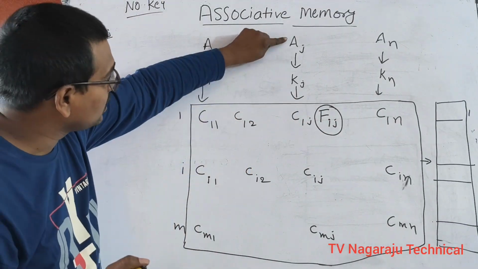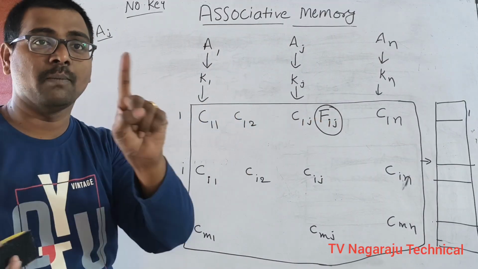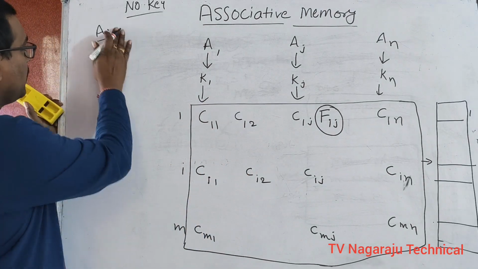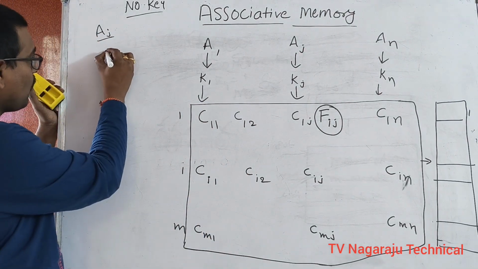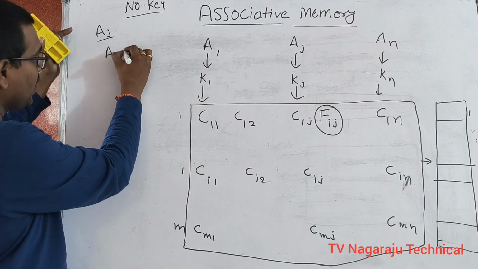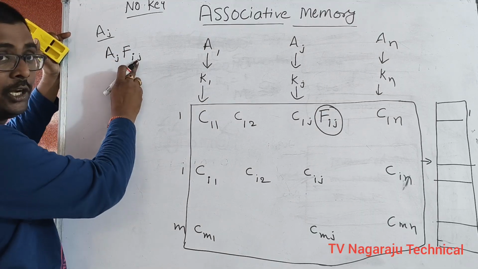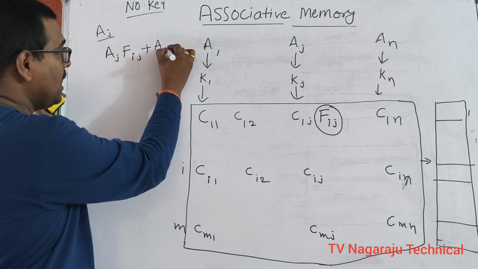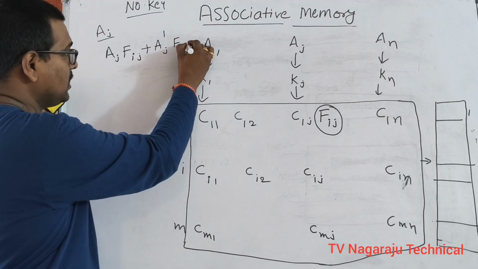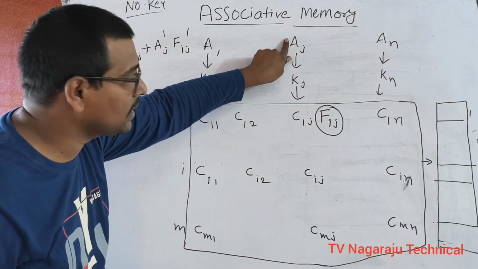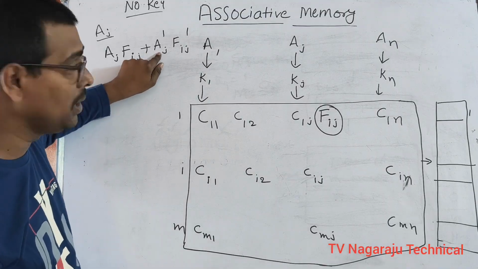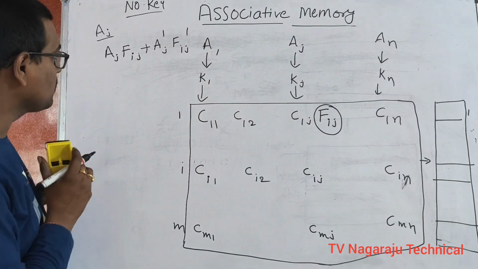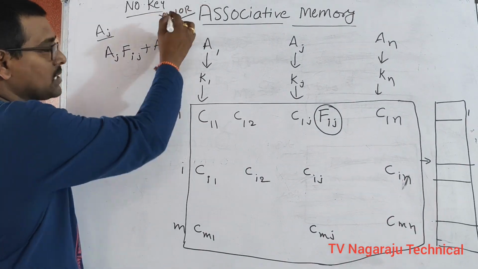When there is a match, this is 1 and this value is also 1, matching. If this value is 0, this value is also 0, matching. Now simply, if you want to search for Aj, what is the equation? Aj AND Fij, 1 into 1, AND operation, 1 into 1, that is 1, OR Aj complement AND Fij complement. Aj complement, assume here the value is 0, 0 complement means 1, 0 complement means 1, 1 into 1 is 1. That means my intention is that I am simply doing an XNOR operation.